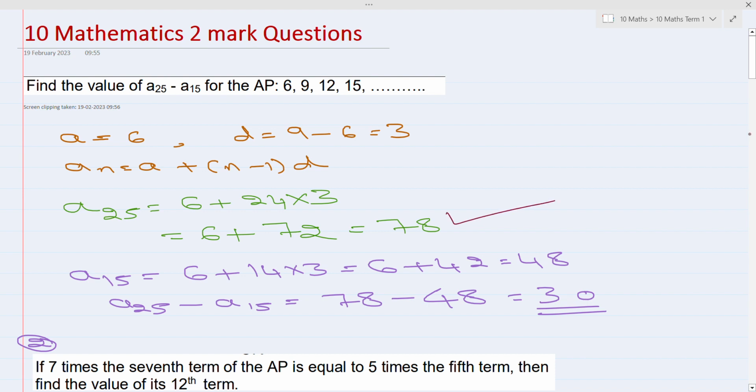Similarly, the 15th term is 6 plus (15 minus 1), 14D, 14 into 3. That will give you 6 plus 14 times 3, which is 42. So the term is 48. So the difference A25 minus A15 is 78 minus 48. That's 30. So the next question.